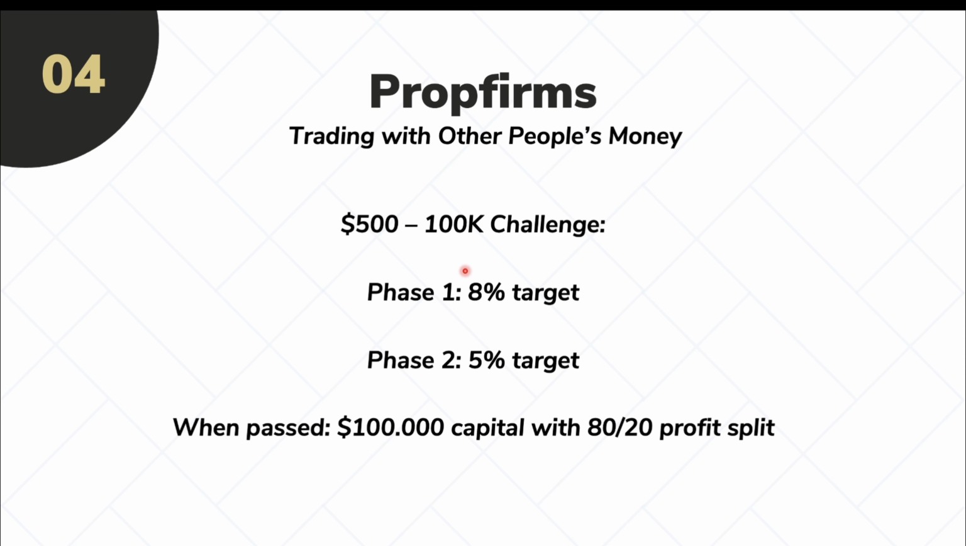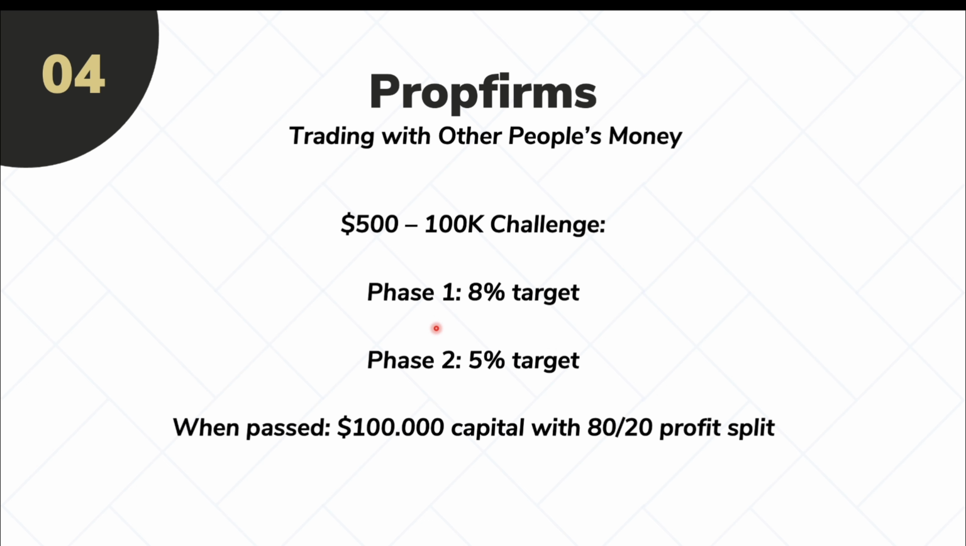So how does a prop firm look? When you want to do a challenge at a prop firm and you want to, for example, go for a $100,000 challenge, that means if you pass the challenge and you prove to the prop firm you're a good trader, they'll give you $100,000 to play with. A challenge like that costs around $500 on most prop firms. What you then need to do is pass 2 phases.